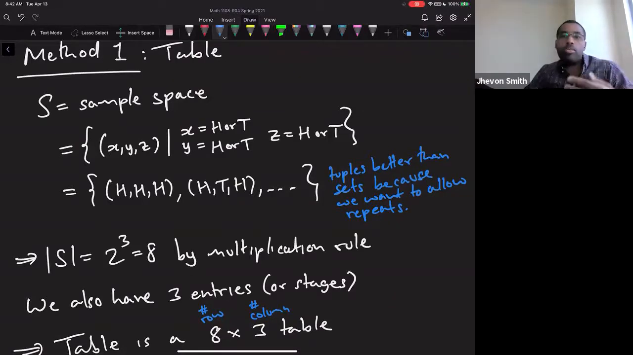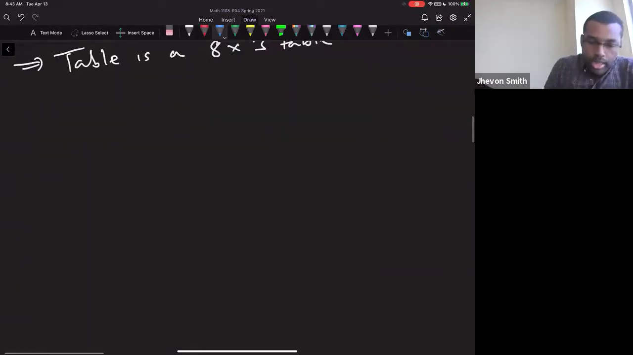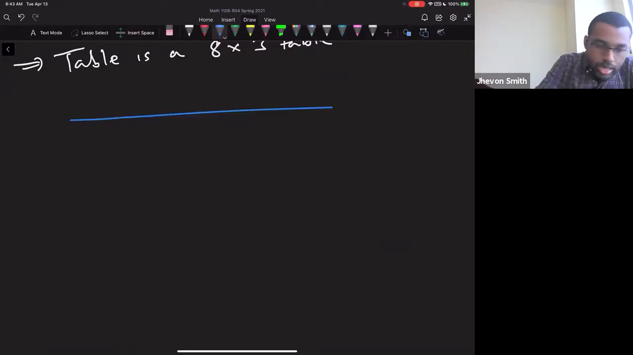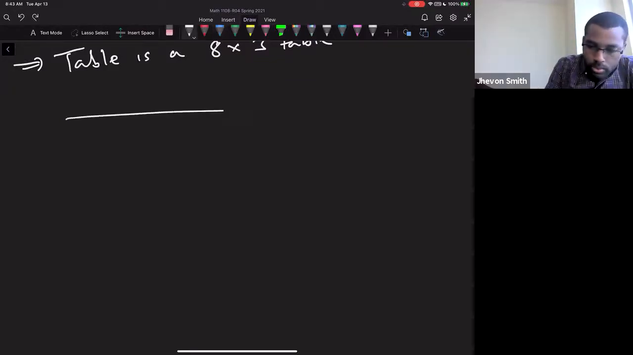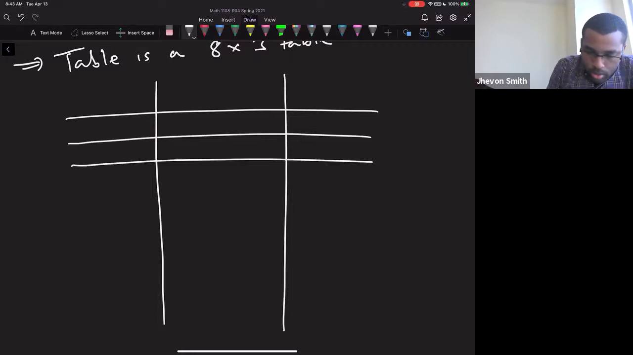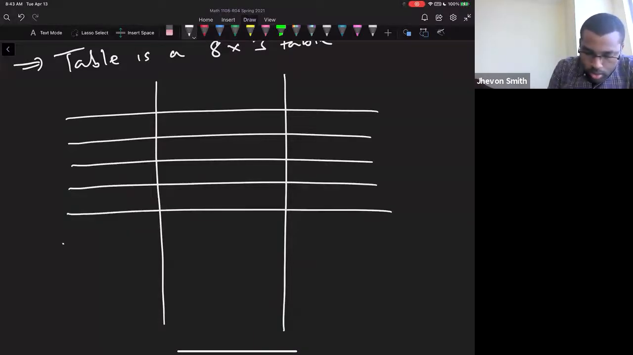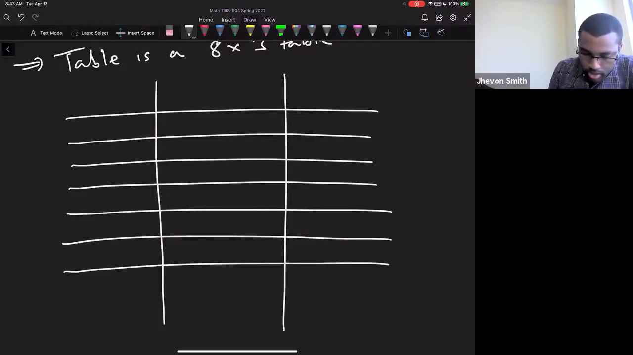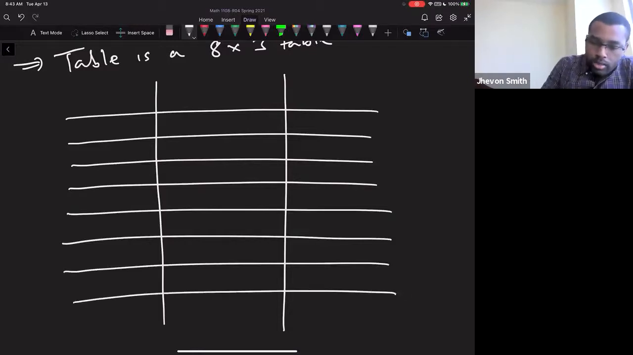So I know I need a table with 8 rows. There are also 3 separate tosses. Those are the 3 stages, the 3 entries that would go into the coin toss. Therefore, that is the number of columns. So you can get to the table by doing those. One, two, three, 4, 5, 6, 7, 8. All right, so this is toss 1, toss 2, toss 3.